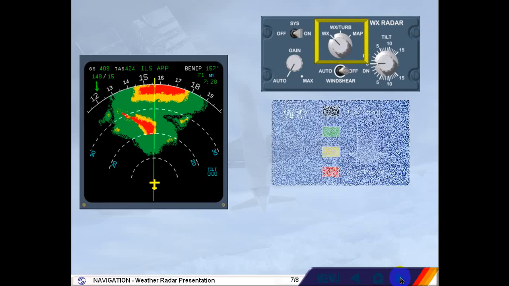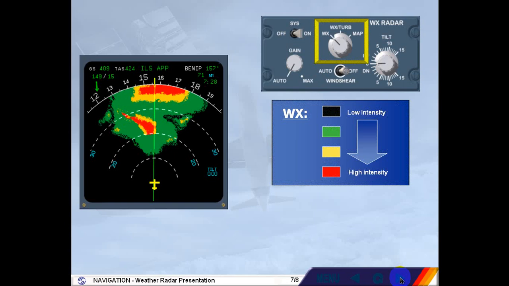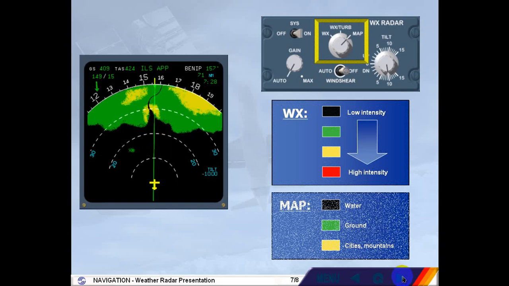And the three-position mode selector. Weather shows the intensity of precipitation. Weather turb shows the turbulence areas in magenta. Map. The radar operates in ground mapping mode.